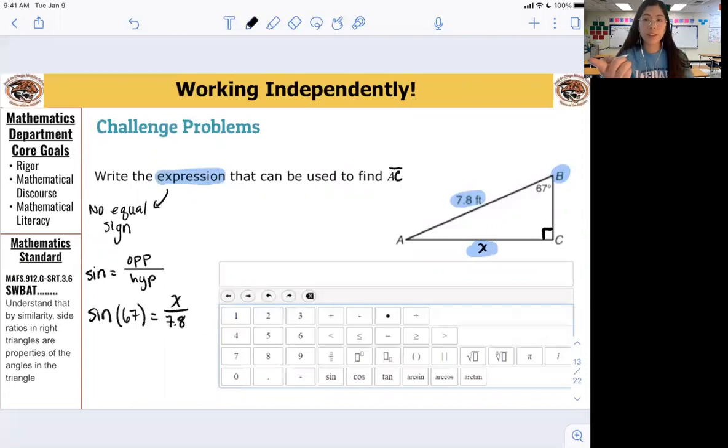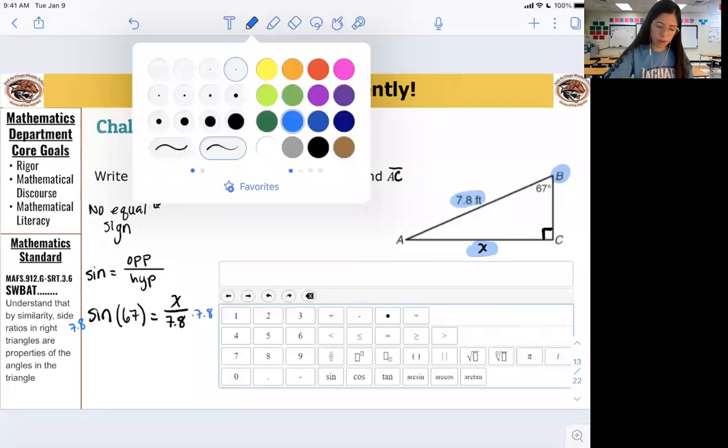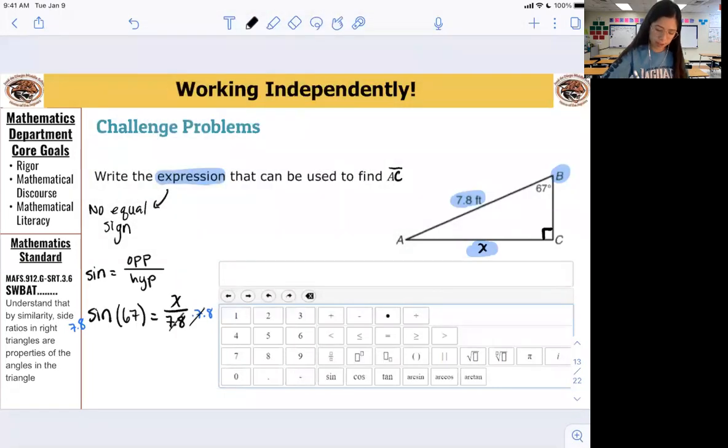But that's an equation, right? So what I want is the expression that will help me find my final answer. In order to find my final answer, what has to happen on both sides? We multiply both sides by 7.8. So in the end, I get x equals 7.8 times the sine of 67.